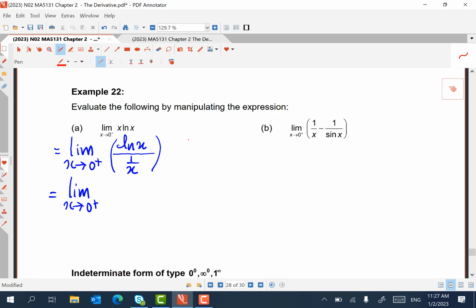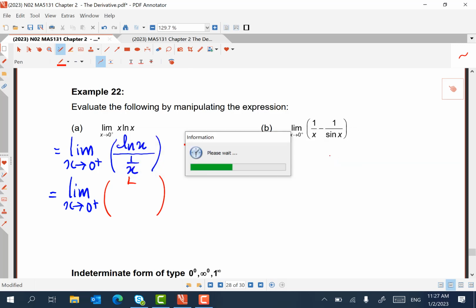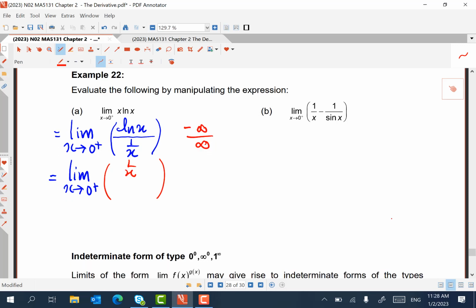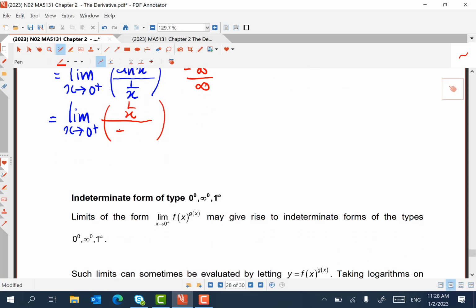Why can I do that? Because it has the indeterminate form. What is the indeterminate form? To be exact, it is negative infinity. But it's 0 plus. If it was 0, then you couldn't do that, right? So this becomes, gosh. I think when I touch the screen somewhere, okay. And it gives you the limit.